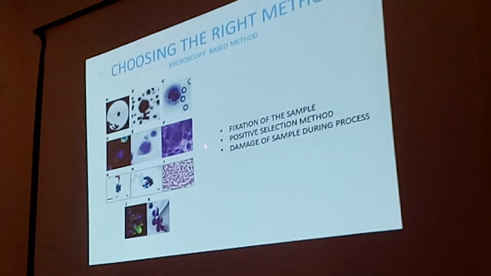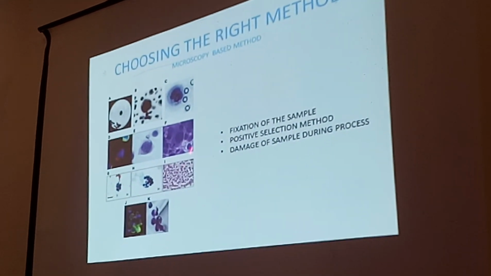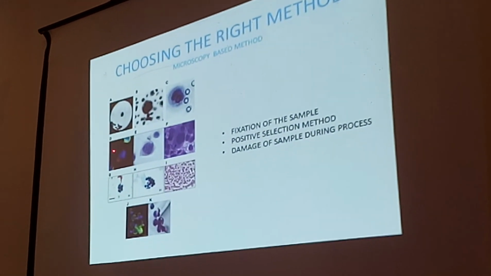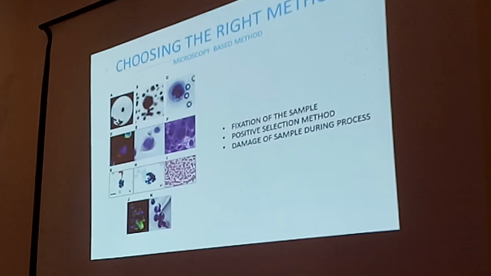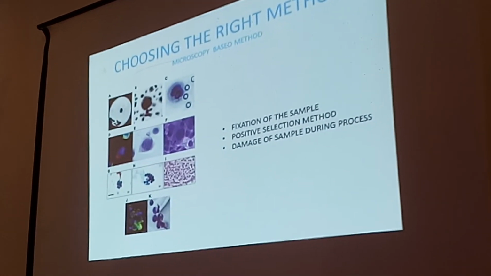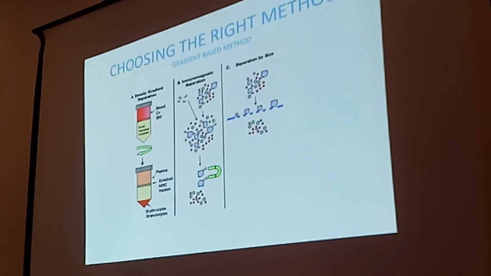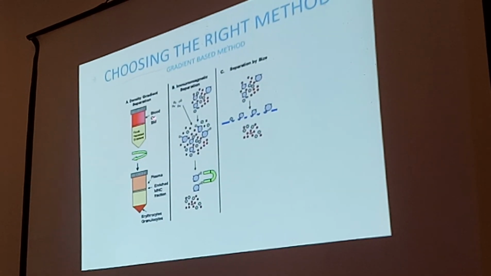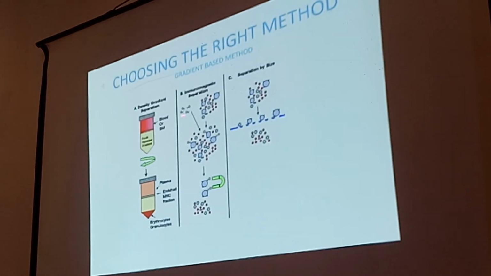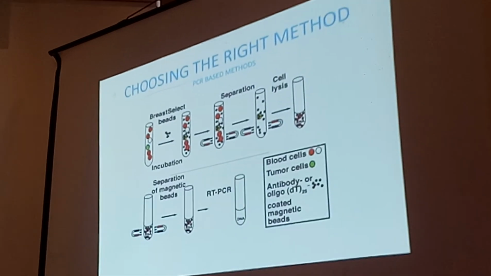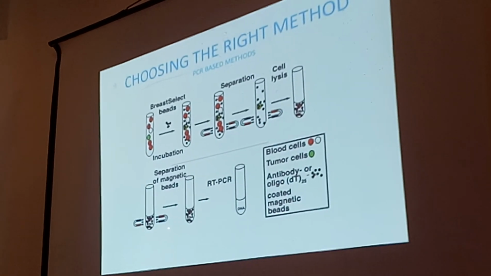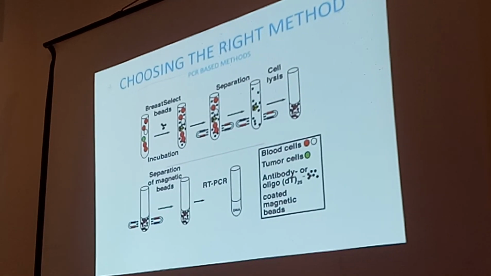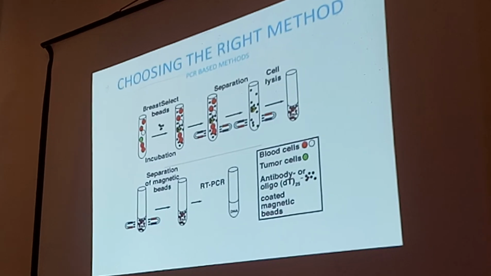This is a typical microscopy-based method, a fluorescent one, but all these cells are dead. You cannot culture them, you cannot analyze them further. This is a combination of gradient and beads, again with the same problems. And the PCR-based method, at the end of which you conclude with DNA or RNA, so you don't have cells anymore to work with.